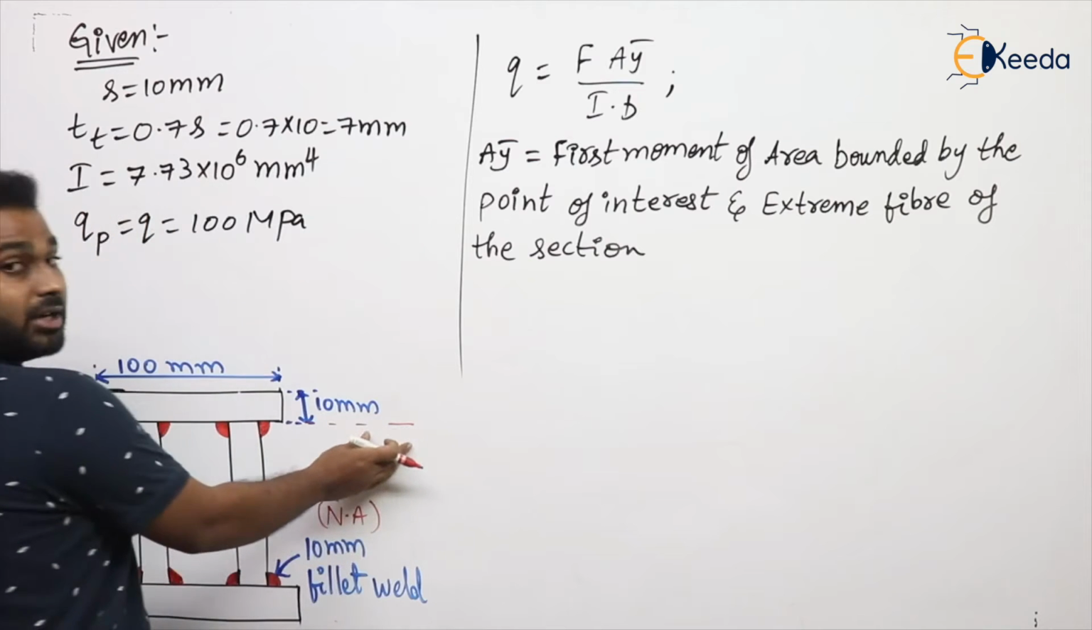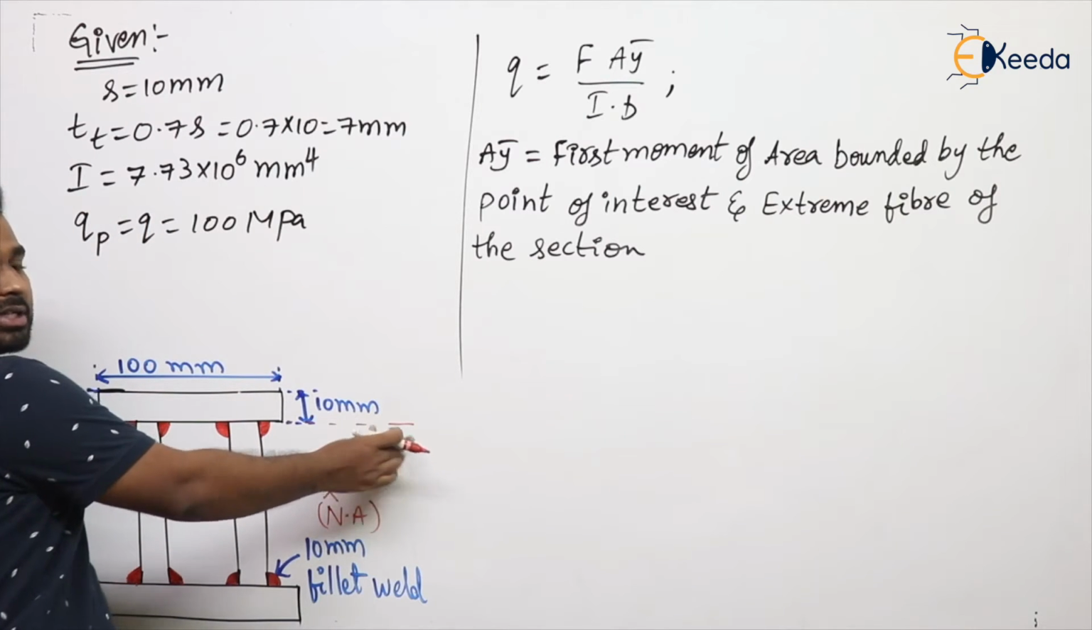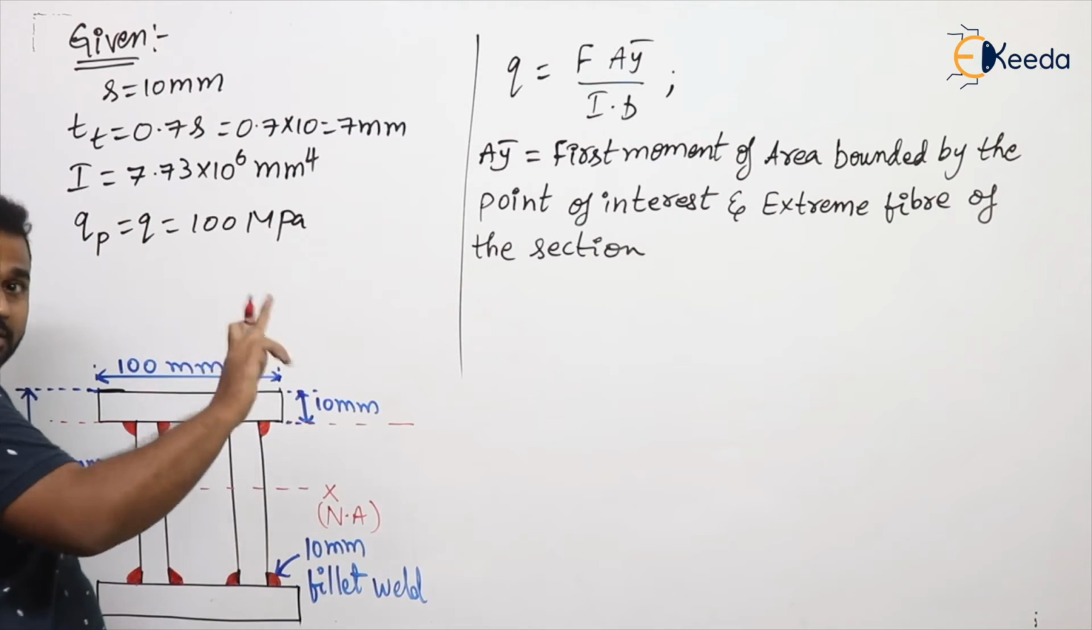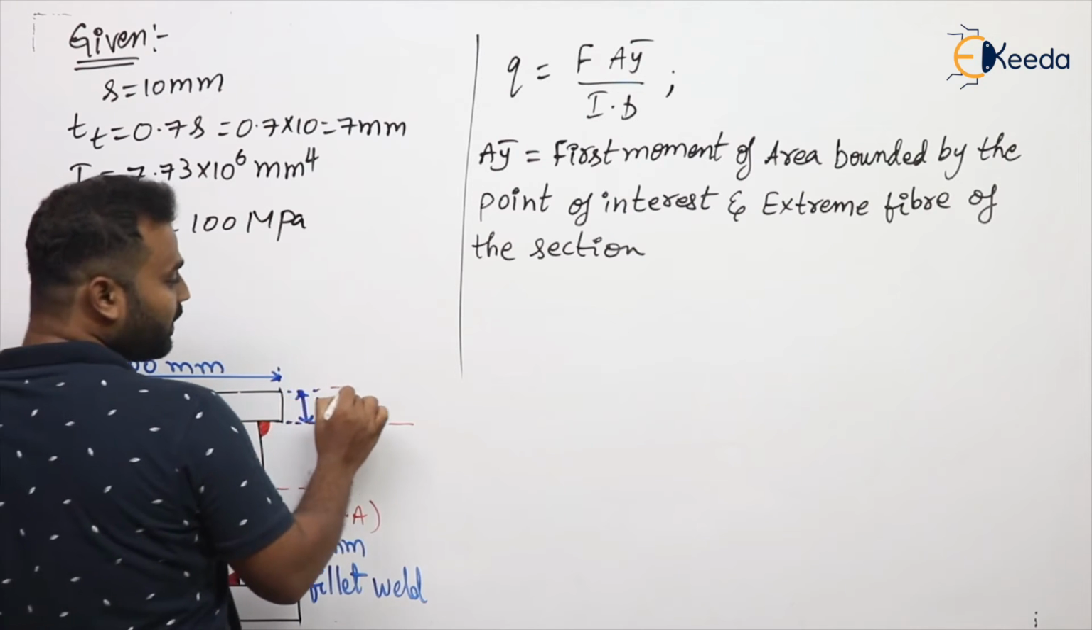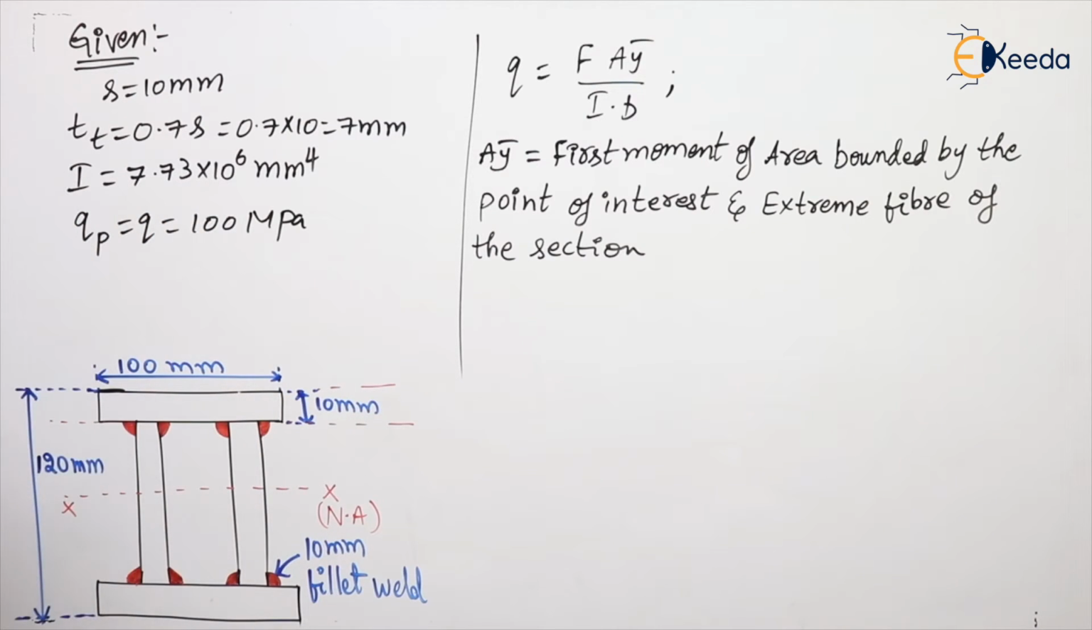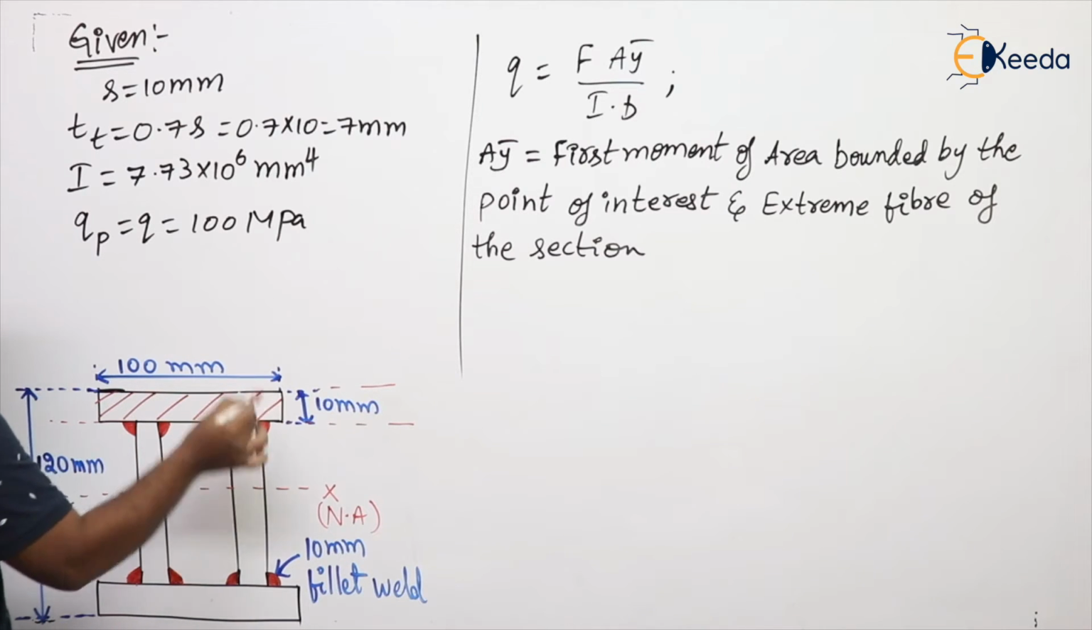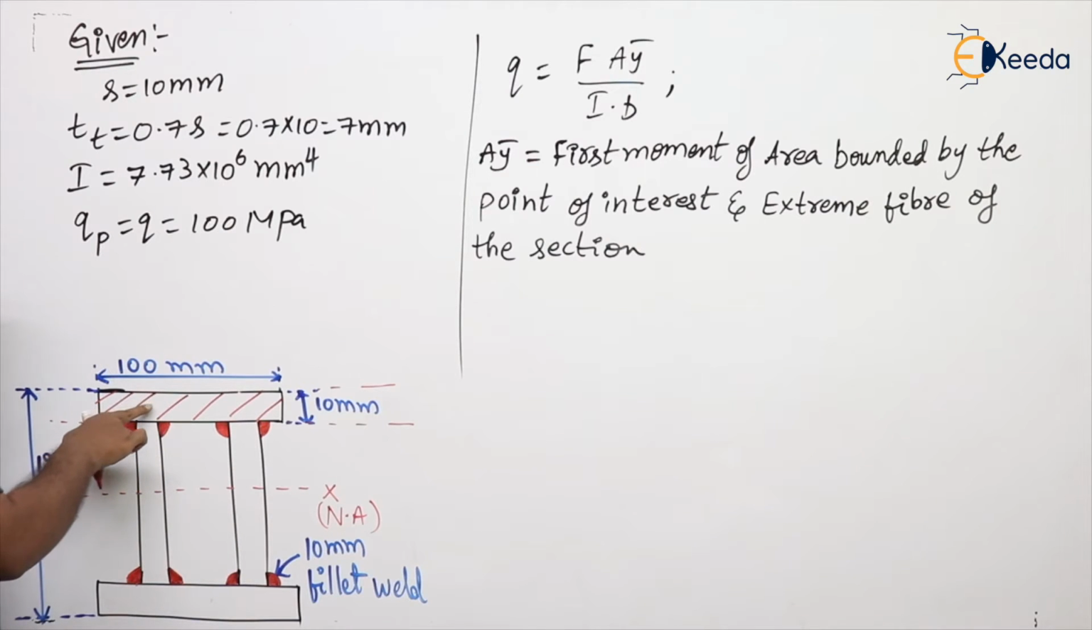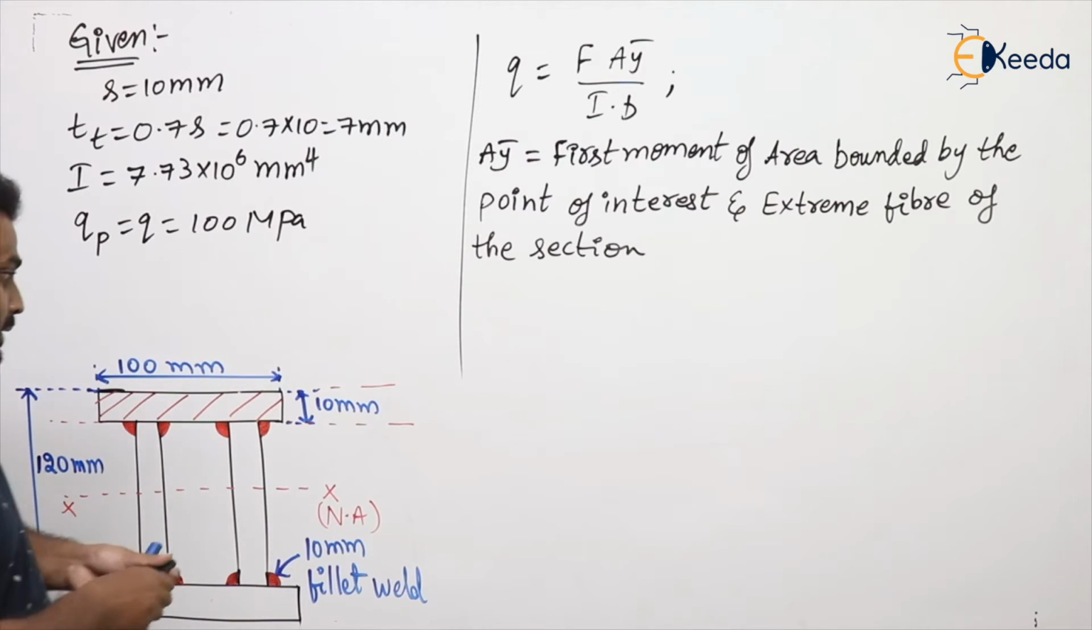So this is our point of interest, or this is the location where shear stress is to be calculated, and this is the extreme fiber. Now moment should be taken for this one. So whatever I am shading here, the moment is to be taken for this shaded portion, for this shaded area about neutral axis. Clear now, everyone? Hence find out its CG.